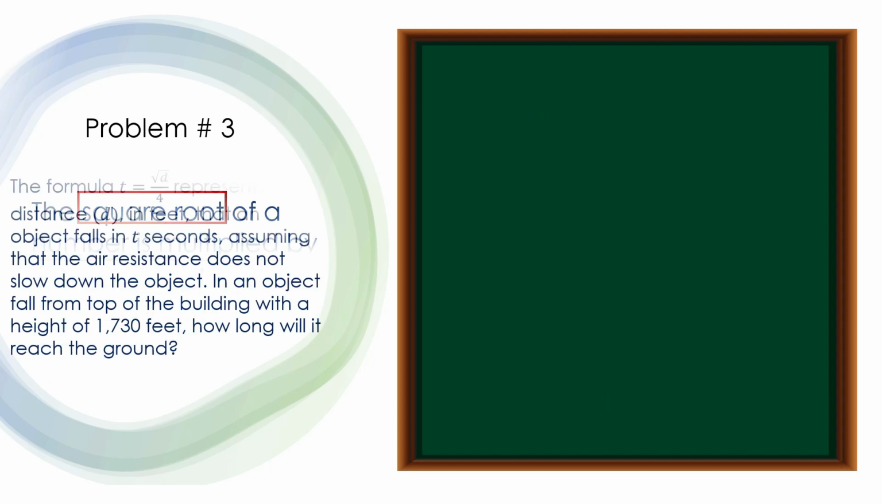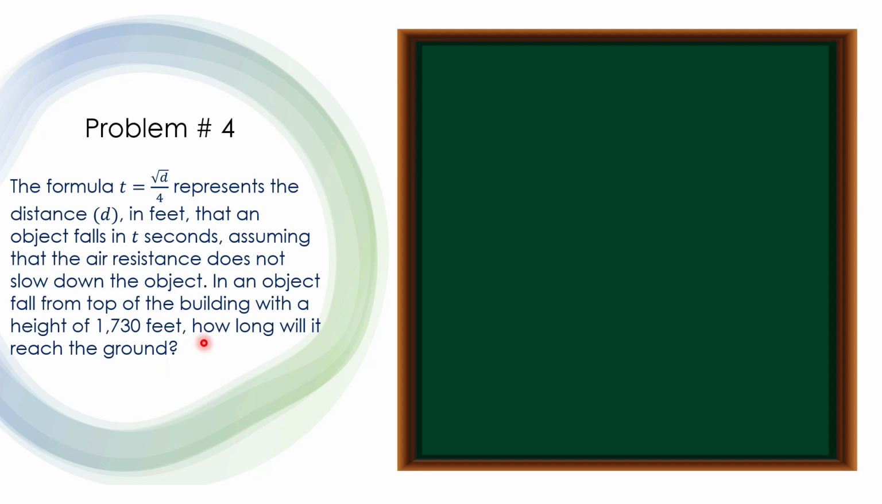Let us have our problem number 4. The formula t is equal to the square root of d over 4 represents the time in seconds it takes an object to fall a distance d in feet, assuming that the air resistance does not slow down the object. If an object falls from the top of a building with a height of 1,730 feet, how long will it take to reach the ground?